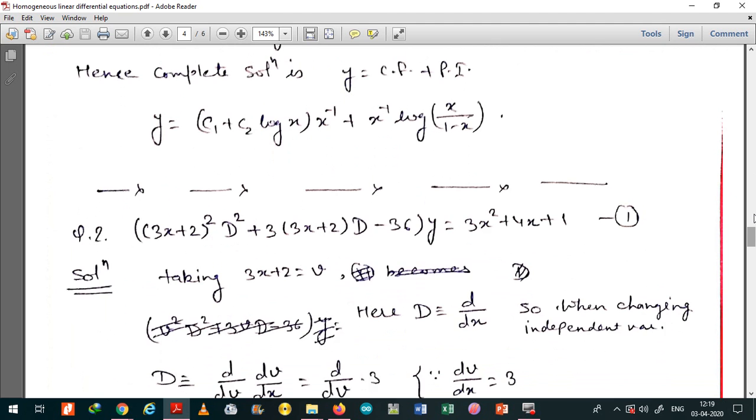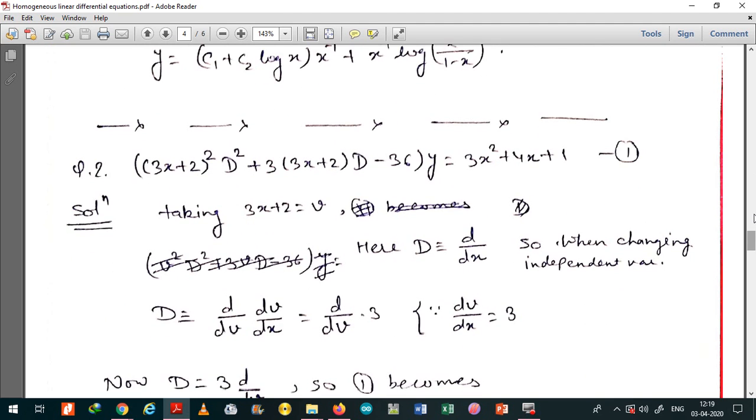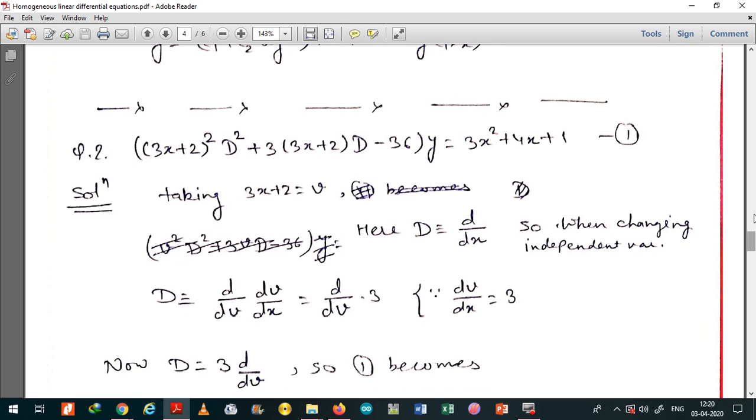Now look, another problem: (3x + 2)^2 D^2 + (3x + 2) D - 36y = 3x^2 + 4x + 1. To solve such type of problem, first we write the given equation into standard homogeneous form. To convert it into standard homogeneous form, we replace 3x + 2 by v. We get D = d/dv into 3, or 3 d/dv = capital D, where d is d/dx.